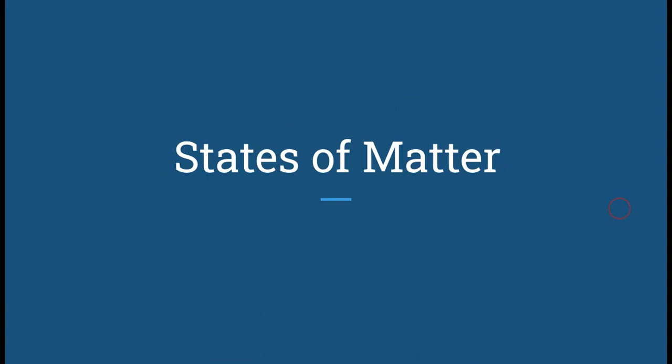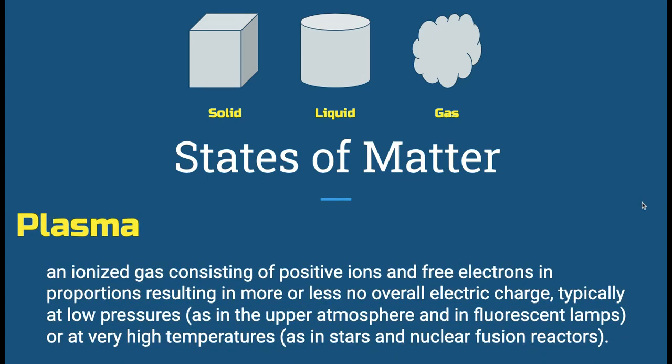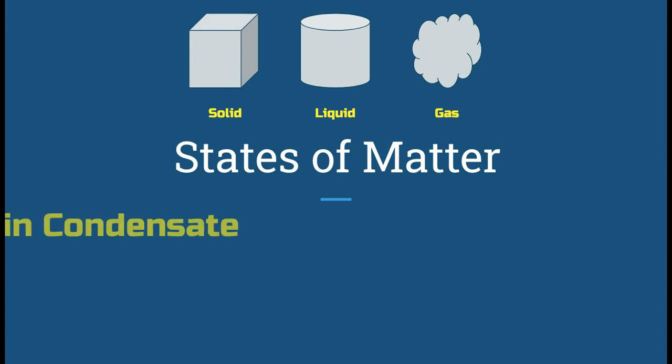Many of you probably were able to name plasma as another state of matter. And plasma is talking about low pressures and what happens in fluorescent lamps. It also talks about nuclear fusion reactors. But there's actually more than just plasma that adds to this list.